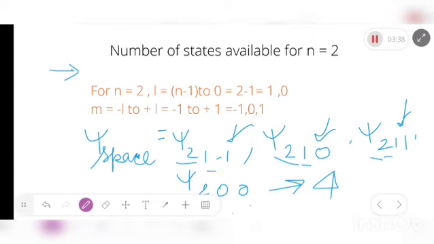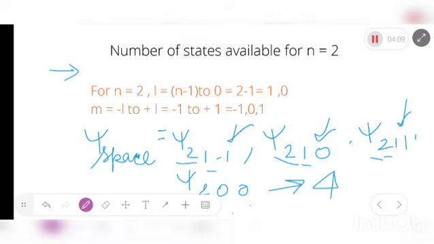I hope you understood this. Suppose n was 3, then the value of L will be what? 3 minus 1 to 0, that is 2, 1, 0. Now for L equals 2, we will get the value of m from minus 2 to plus 2. And for L equals 1, we will get m as minus 1 to plus 1. Then we will write the states, psi space, as n, L, m. Are you getting my point?